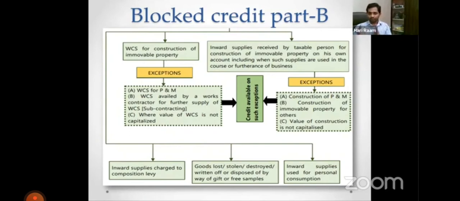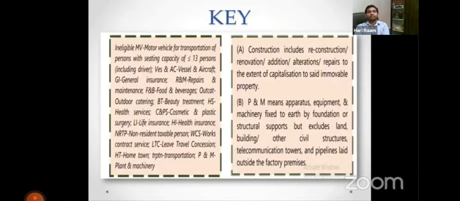Same for any construction service of immovable property. The very important thing is immovable property, but if that immovable property is plant and machinery, it is eligible, or if constructed for subcontracting it is eligible, and if constructed but not capitalized it is eligible. In the same way, any composition levy section 10 inward supply is blocked, goods lost, stolen, destroyed, written off or disposed of by way of gift or free sample are blocked, and inward supply used for personal consumption is blocked. This is just a key.